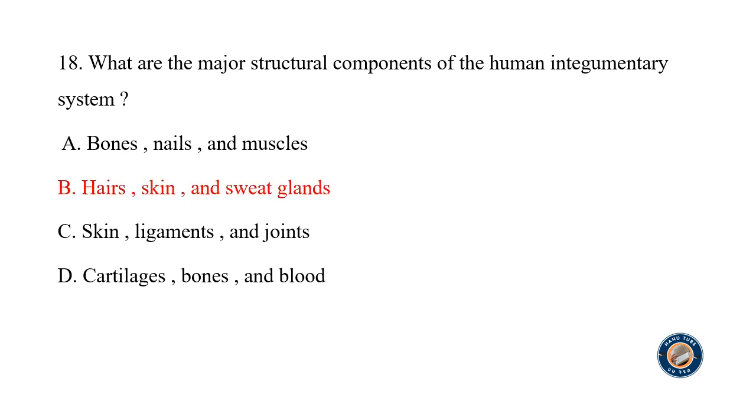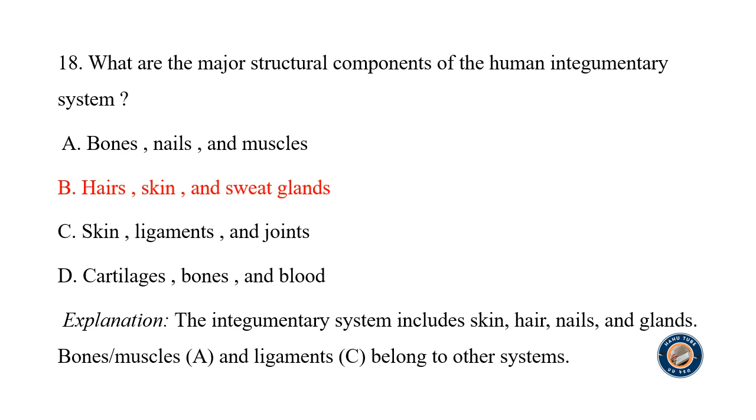The answer will be hairs, skin and sweat glands. The integumentary system includes skin, hair, nails and glands. Bones, muscles and ligaments belong to other systems.